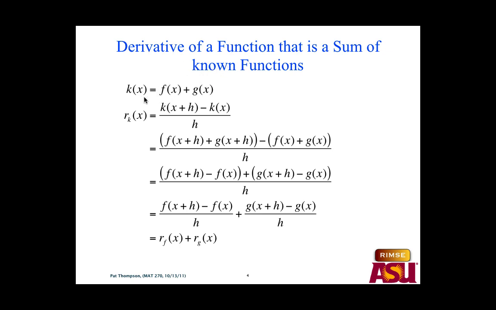So if k of x is defined as the sum of f of x and g of x, then k's rate of change function comes out to be, we just proved it, the sum of the rate of change function for f and the rate of change function for g. So that's good. Doesn't matter if I have multiple terms in an expression or not.